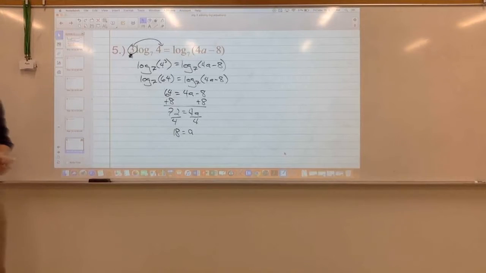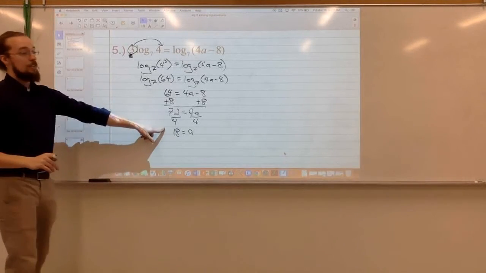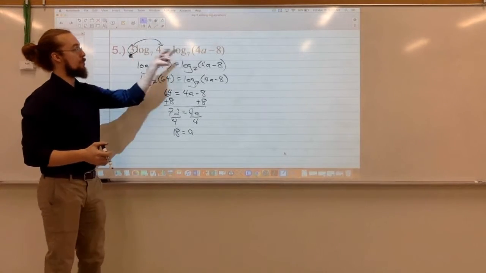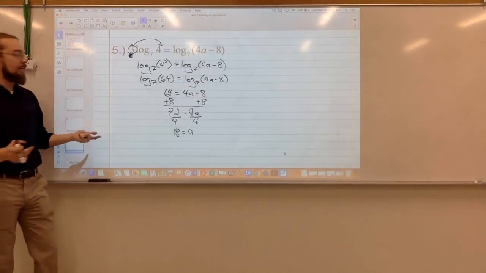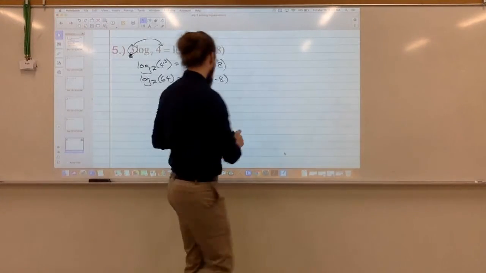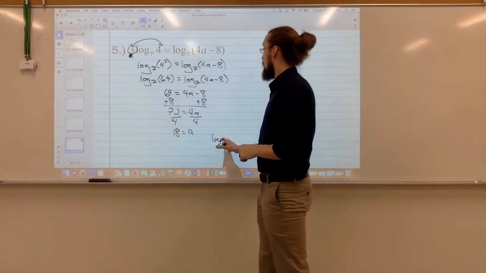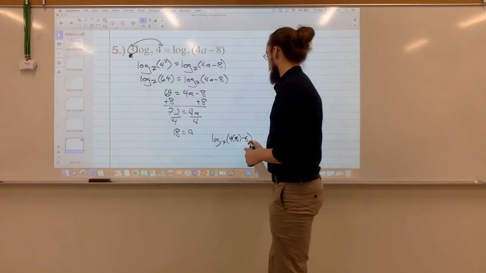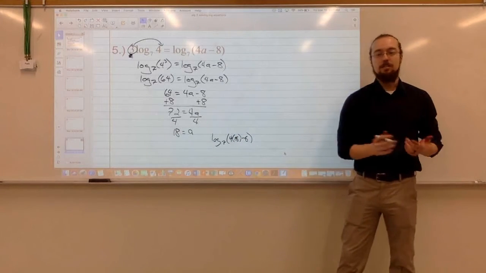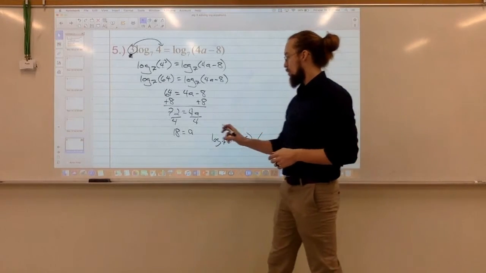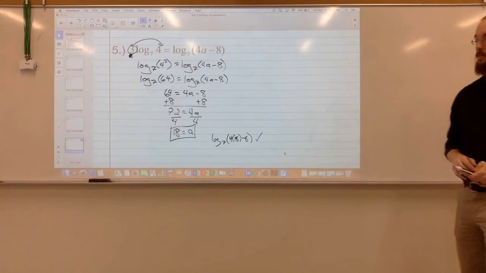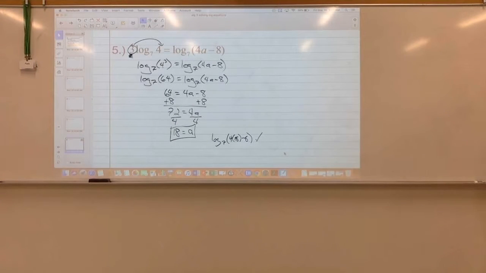Yes, it's kind of. So plug 18 back in. The only place that I have a variable in my original problem is in the second log, on the right side of the equation. So if I plug 18 in here, we would have log base 7 of 4 times 18 minus 8. 4 times 18 minus 8 is definitely a positive value, so that works. So 18 is a legitimate solution. Questions?